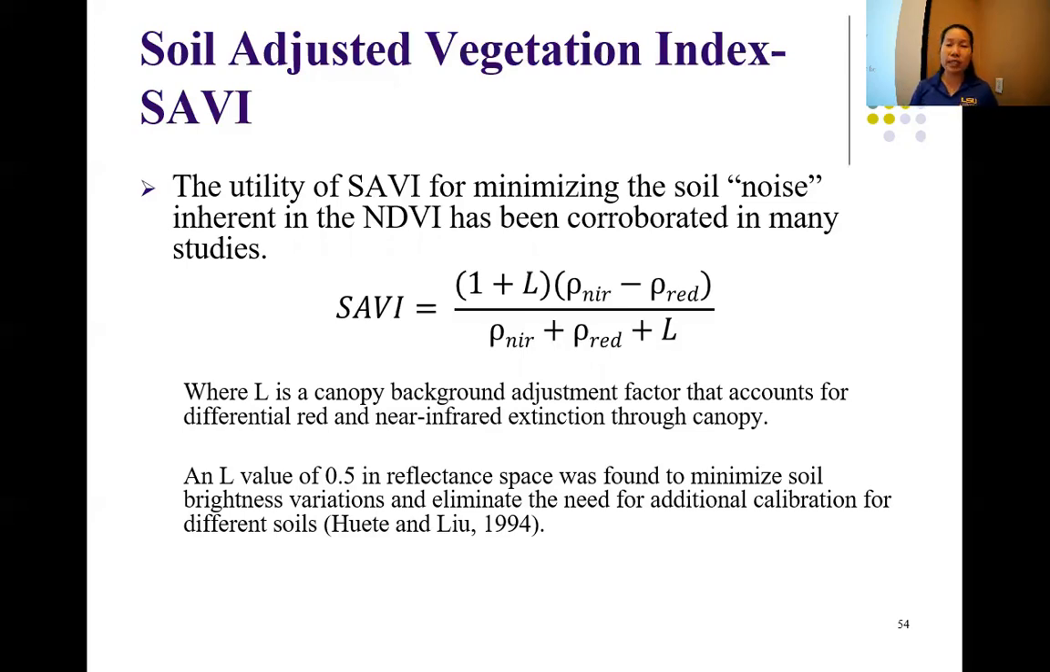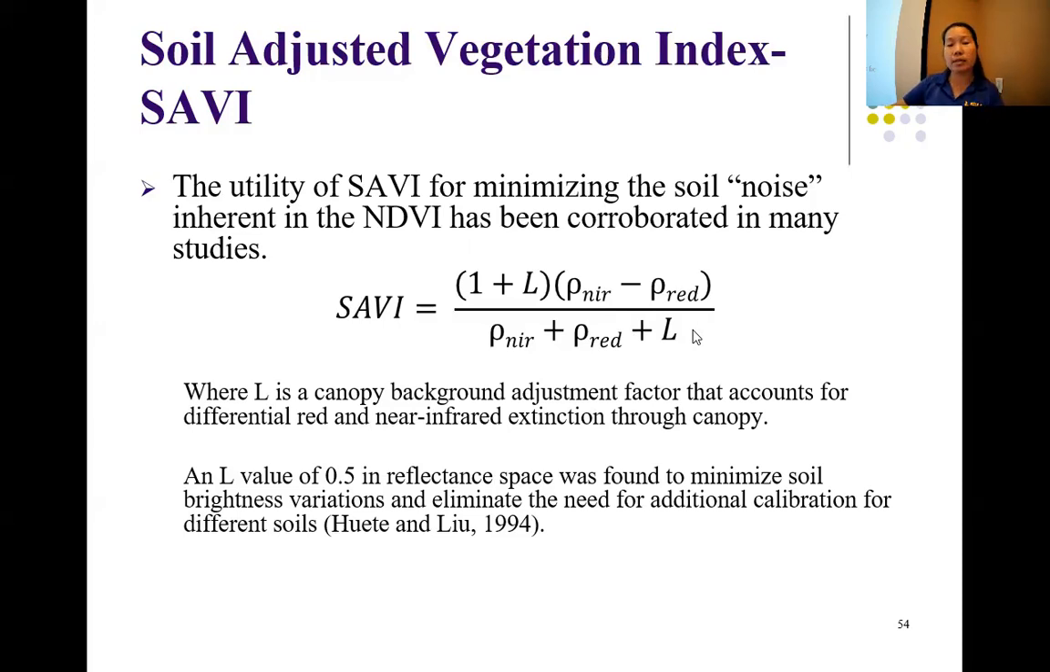So the utility of SAVI for minimizing the soil noise inherent in the NDVI has been confirmed in many studies. So anyway, this has been a known problem, and SAVI was able to solve it. The way they solve it is you use this equation here. Again, we still use the near infrared and red band. However, they introduce this L factor.